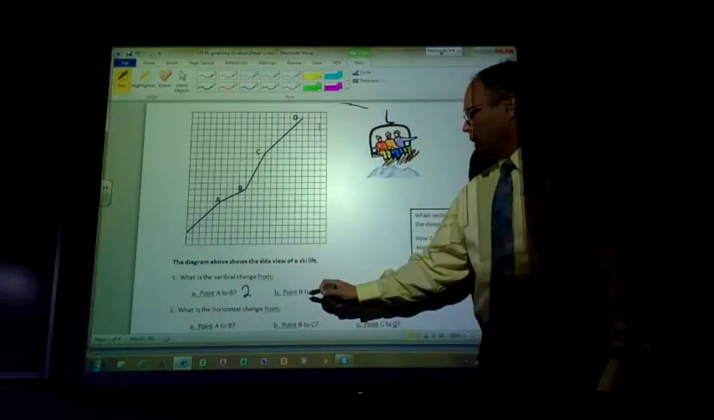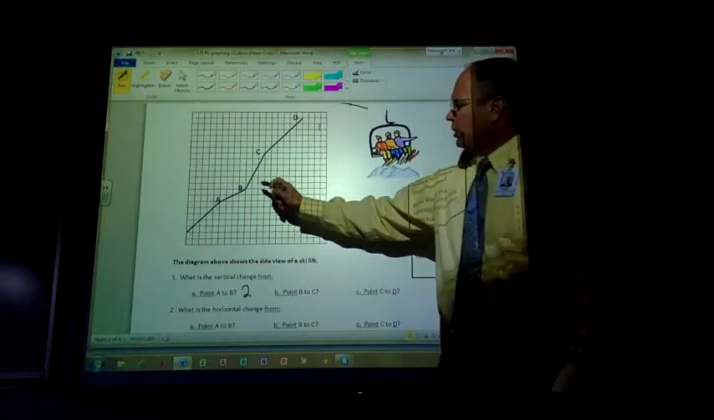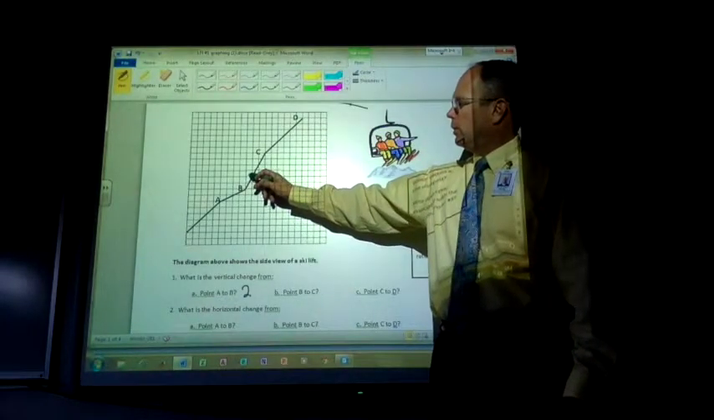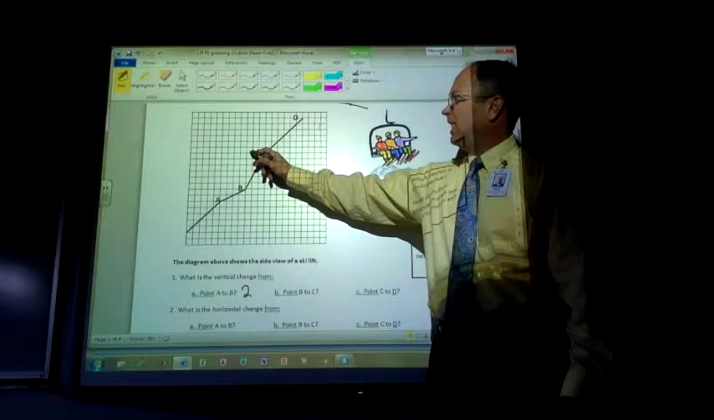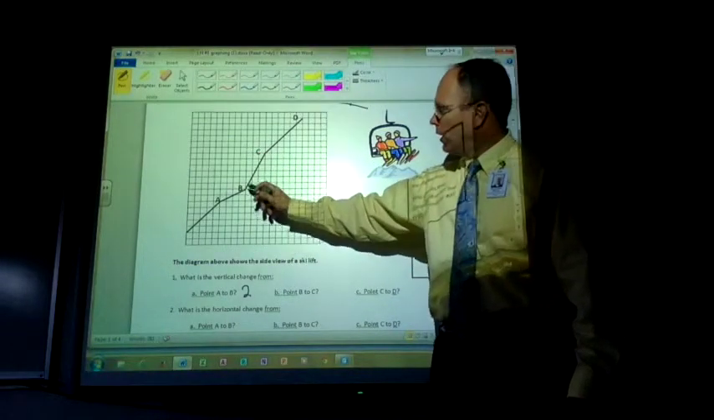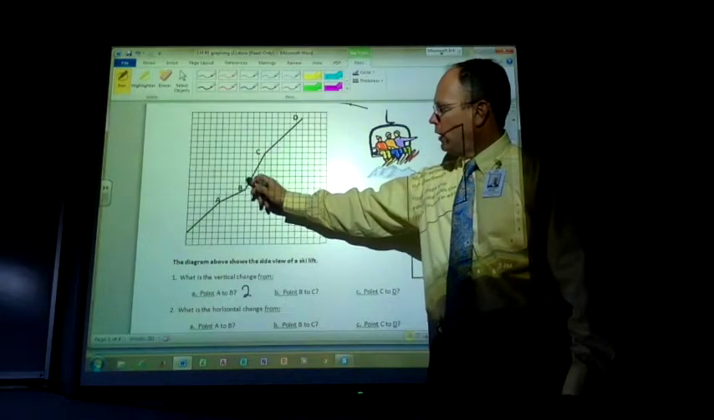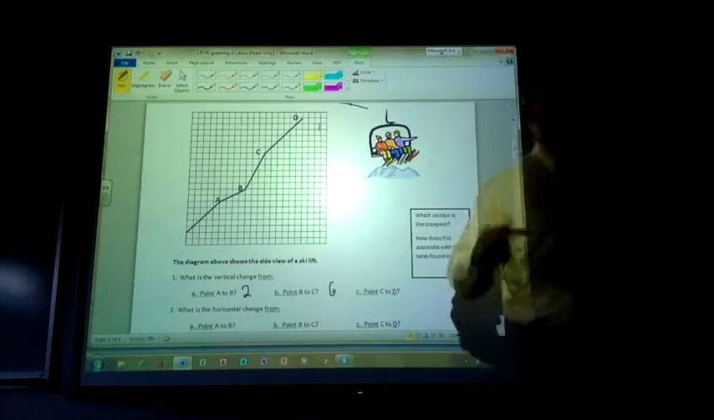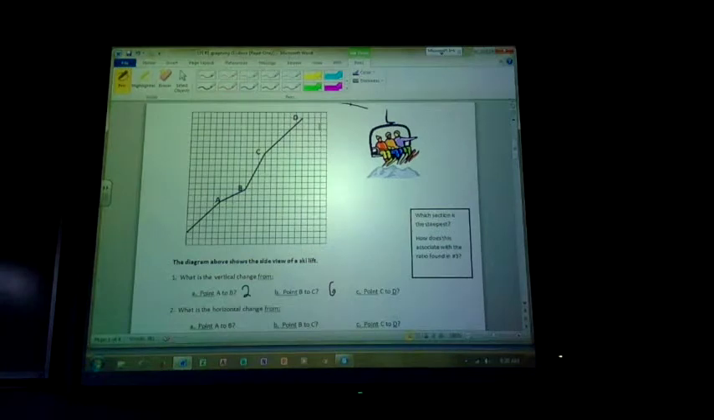What is the vertical change from B to C? So from here to here, what does that look like? 6? Is that right? So I count. Let's see. 1, 2, 5, 6. Yeah, 6 would be all right. So then again, that's just how I'm changing in the vertical direction is all I'm doing.